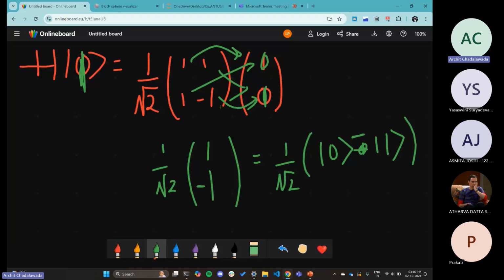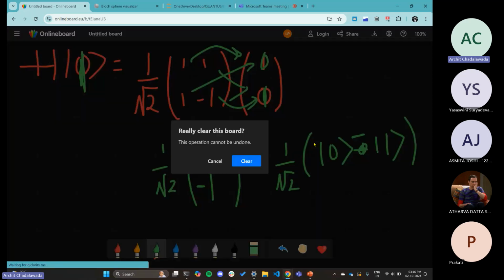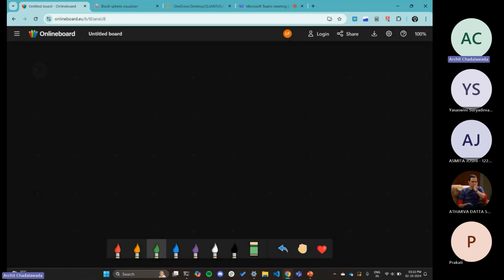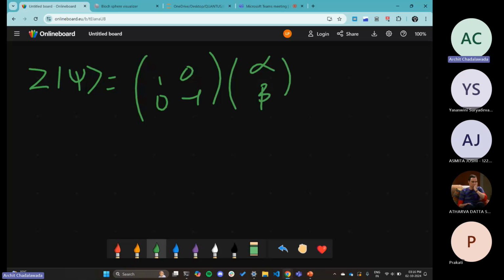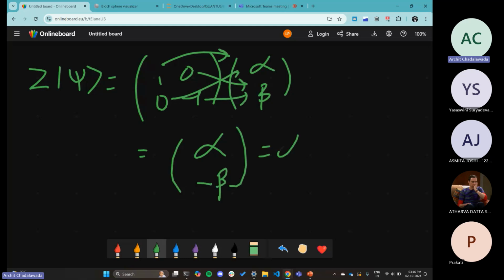Let's just very quickly see this over here. If I clear the board and apply the Z gate on phi, it's the same as multiplying the matrix 1, 0, 0, minus 1 on the state alpha, beta. So if I multiply alpha into 1 plus 0 into beta, that is nothing but alpha, and 0 into alpha plus minus 1 into beta is minus beta. So we got alpha into ket 0, if I write this in Dirac notation, minus beta into ket 1. So I flipped the phase.